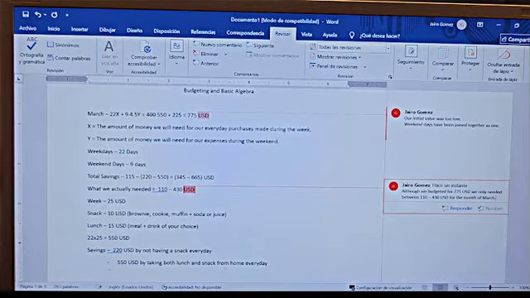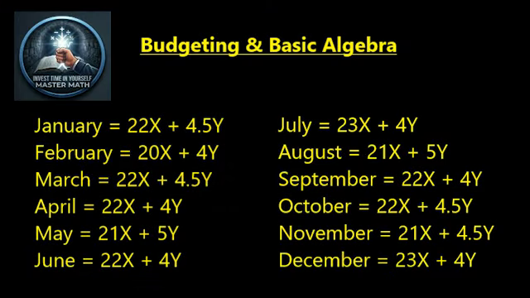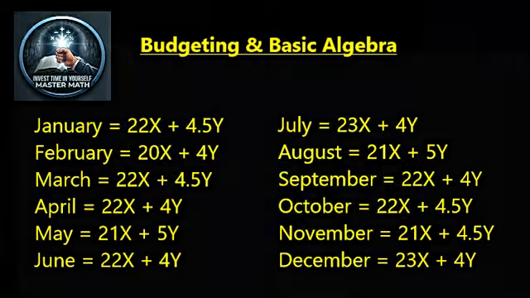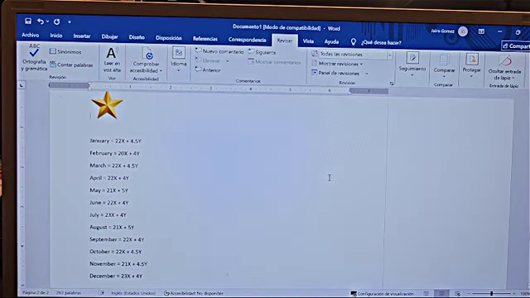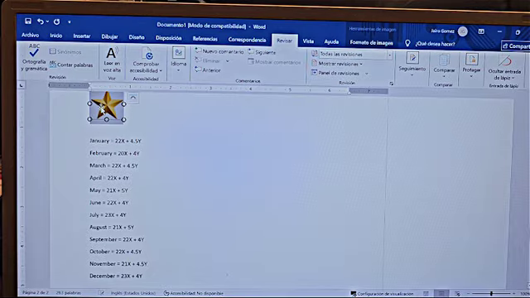So I hope this shows you how we can use algebra to our advantage, and see how we can make some savings in the process. So if you made it this far, you get 1 star.